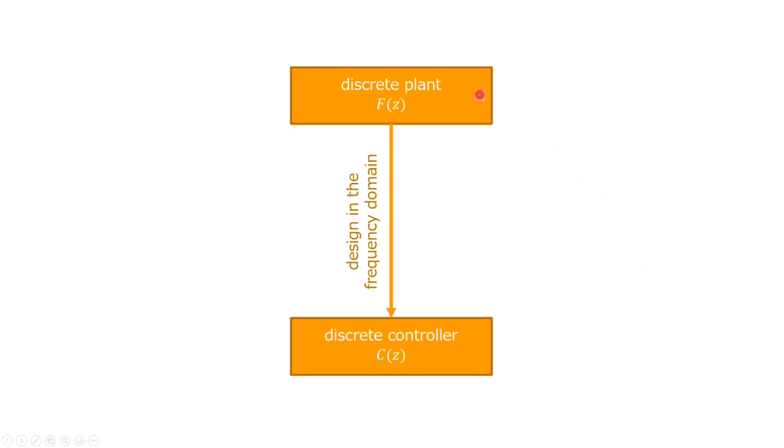So our initial objective was to have the discrete plant and get the discrete controller by designing in the frequency domain. But because of the limit on the Nyquist frequency, it's not possible to do asymptotic bode plots. So we are a little bit lost here. So this is not possible.